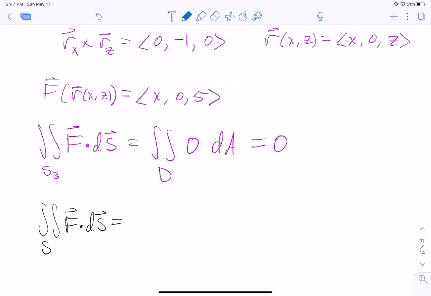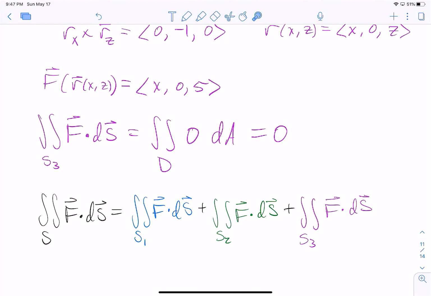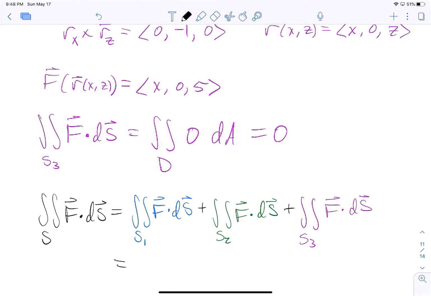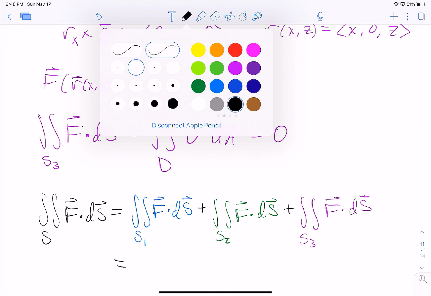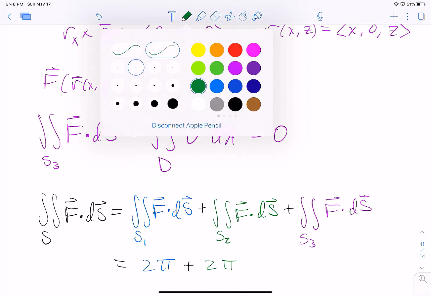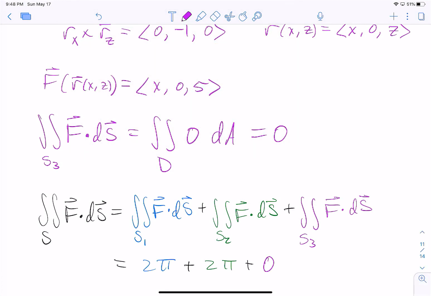Putting this together, the surface integral over S of F dot dS is equal to the sum of what we just did, right? So the surface integral over S1 of F dot dS, plus the surface integral over S2 of F dot dS, plus the surface integral over S3 of F dot dS. Our result is going to be 2 pi from the first one, 2 pi from the second one, 0 for the third one. Our answer is 4 pi.